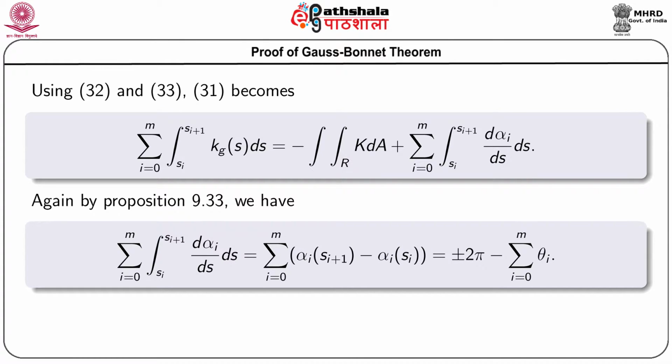And again, by proposition 9.33, that means the proposition for turning tangents given in module 8, we have that the summation i equal to 0 to m of the integral from s_i to s_(i+1) of d alpha_i/ds ds has this expression: the summation i equal to 0 to m of alpha_i(s_(i+1)) minus alpha_i(s_i) equals plus or minus 2 pi minus the summation i equal to 0 to m of theta_i.